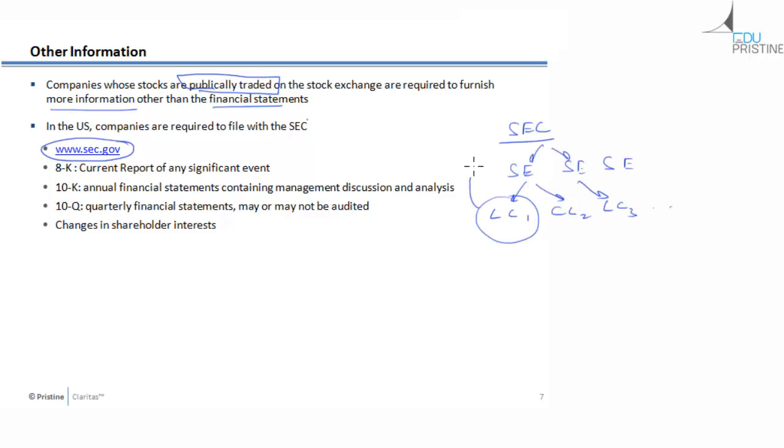Now every listed company, under the orders of the SEC, needs to file major reports, like any significant event such as an M&A happening, or any director being appointed. So there are different forms for each of the major happenings. So if a company has filed a quarterly financial statement, there is a standard form in which that needs to be filed. If there is an annual financial statement, we will file it in Form 10-K, and so forth.